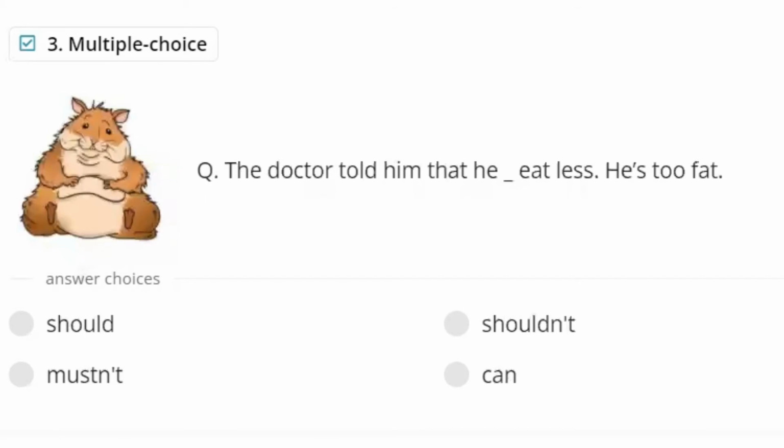The doctor told him that he dash eat less. He's too fat. So he should, or mustn't, or shouldn't, or can eat less. This is a piece of advice. Either should or shouldn't, but eat less. Yes, that is right. Excellent. He should eat less to be more fit.